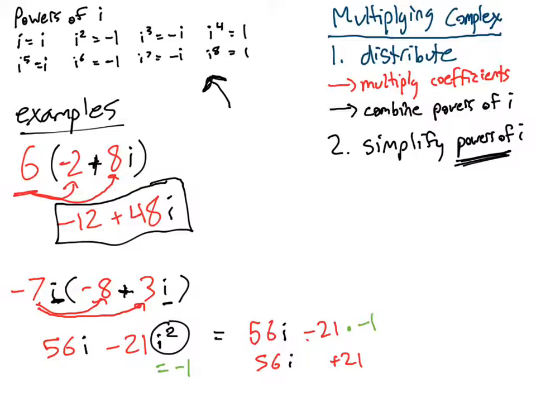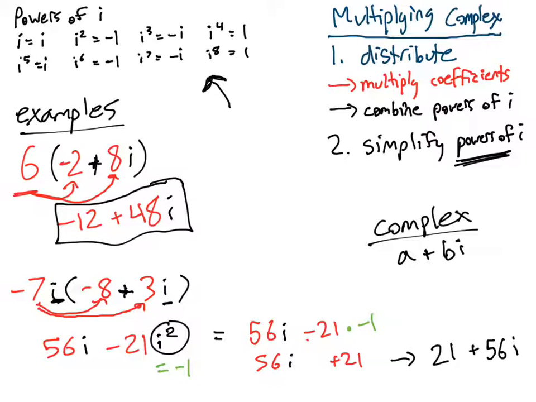But it's more common when we're dealing with complex numbers to write our answer with the real portion first and the imaginary portion second. So let's switch this order around and let's rewrite this as 21 plus 56i.